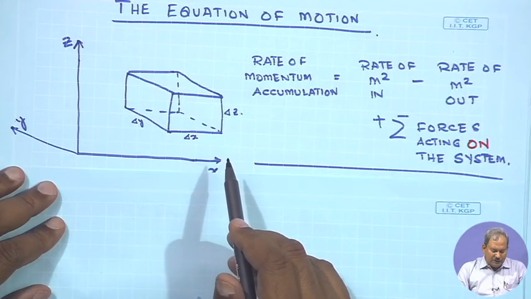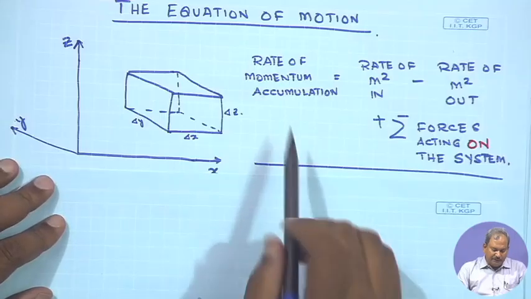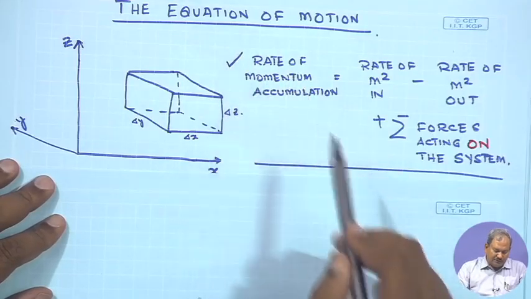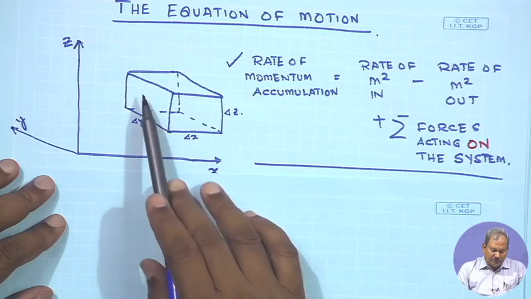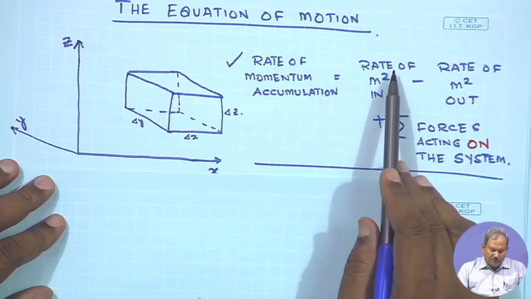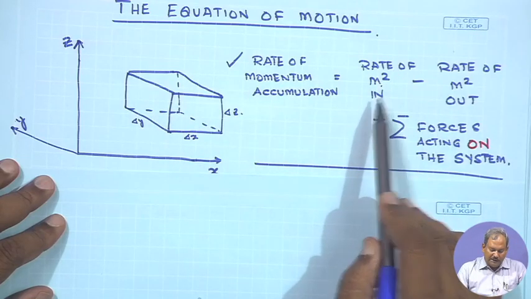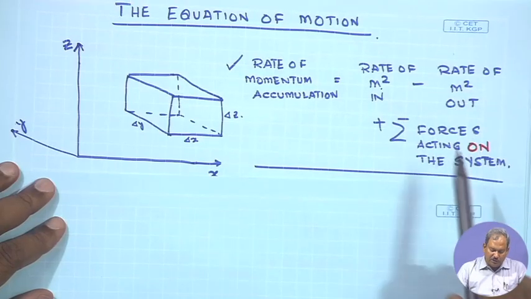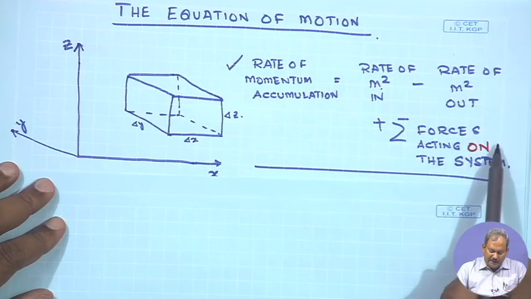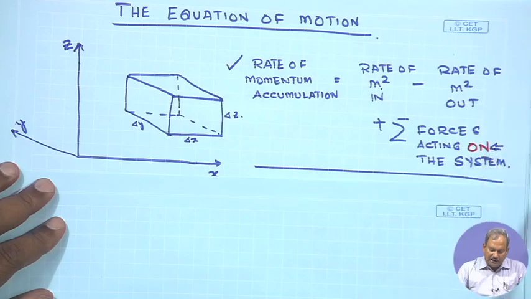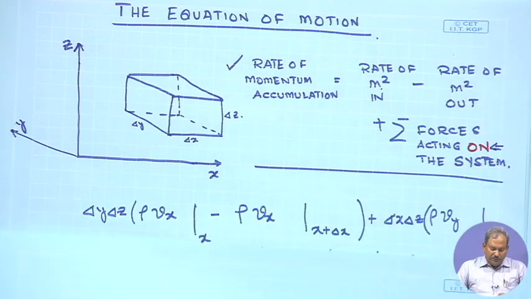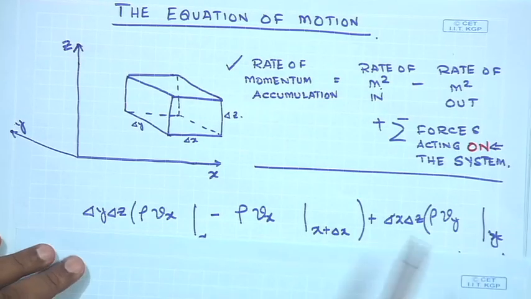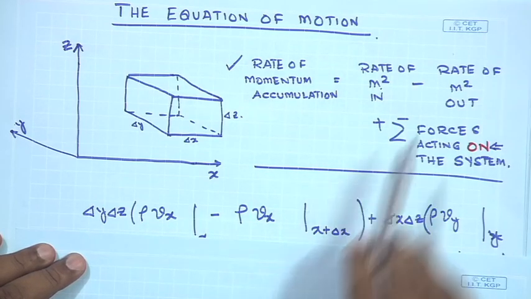So you understand that the equation I have just described would be: the rate of momentum accumulation in the control volume must be equal to the rate of momentum in minus the rate of momentum out plus the sum of all forces acting on, and this is important, acting on the system. Let's see how the convective momentum comes into the system.